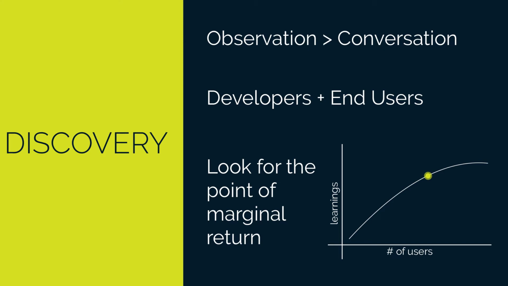And the answer to that is to really look for that point of marginal return, right? So you look for the point where the next person you talk to, you're like, I learned a lot less in this conversation than I learned in the last one. And then you talk to another person, you're like, I learned almost nothing. If you ever say that, the answer is you're done with discovery, you've done a great job, and you should probably be moving on to the next phase.